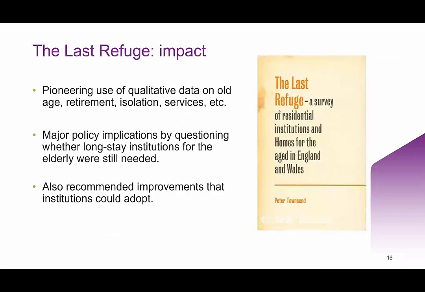The reason this collection is so influential is twofold. One is that it was a pioneering use of qualitative data in the area of old age, retirement, isolation services, and so forth. Some quantitative work had been done, but the use of qualitative data for this kind of direct policy relevance was new with Townsend's work. And the second reason was that this study had major policy implications, because Townsend's results changed whether long-stay institutions were really the best place for the elderly.